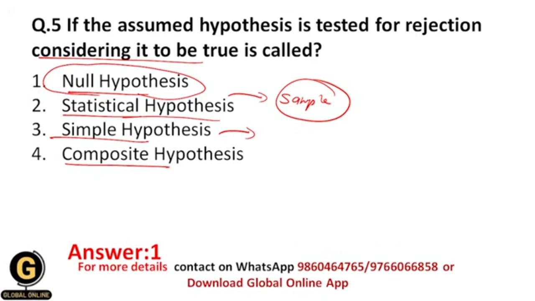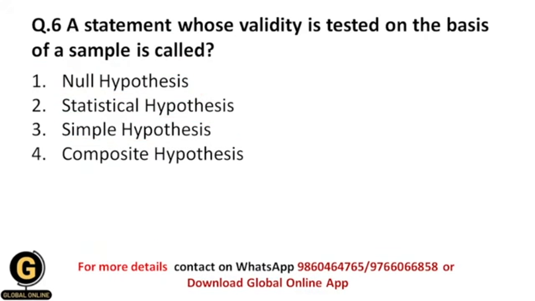And what is a composite hypothesis? Okay, so a composite hypothesis is again a type of hypothesis, and in this hypothesis we don't actually assign the values of the variables. So basically we don't understand exactly the values of variables under the composite hypothesis. All of you getting? And that's why here your correct answer is null hypothesis. Next, a statement whose validity is tested on the basis of a sample is called.